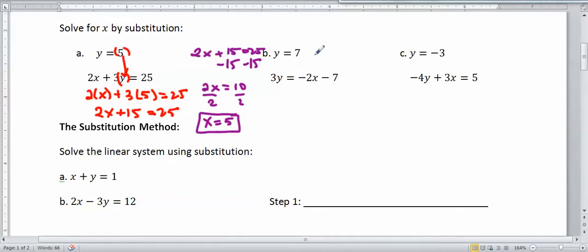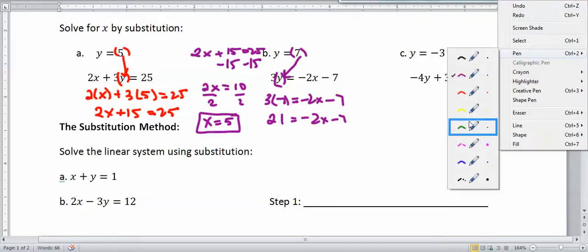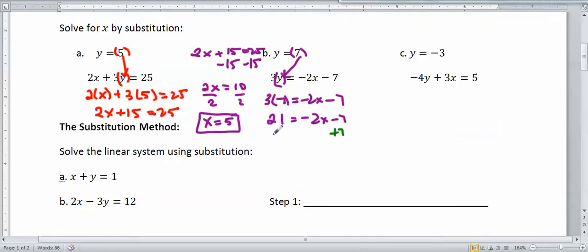Okay, so what you should have done for the second one is I plugged in 7 for y. Okay, so the y is over here. I can replace it with 7. So you get 3 times 7 is equal to negative 2x minus 7. Simplify. 3 times 7 is 21. So 21 is equal to negative 2x minus 7. And then I want to solve for x. I'm going to add 7 to both sides. I get 28 is equal to negative 2x. And then divide both by negative 2. So x is equal to negative 14.